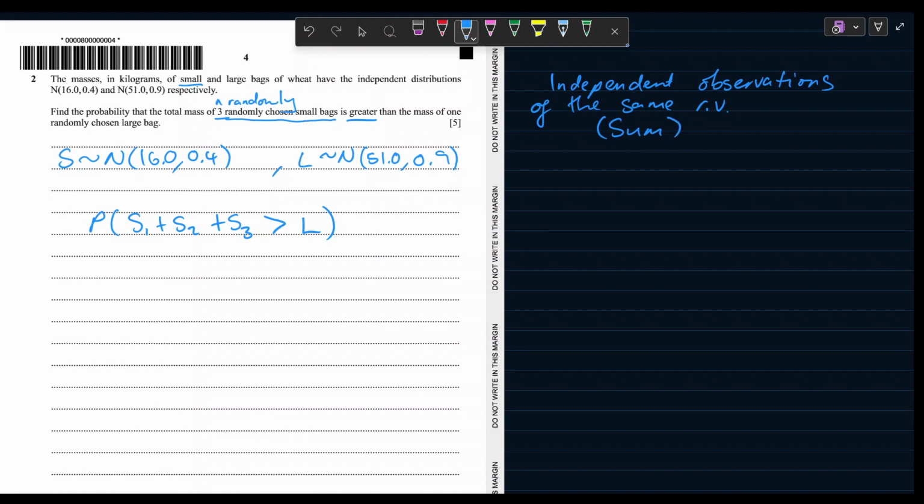A multiple is when they say this has doubled, tripled, quadrupled. But if they say in randomly chosen bags, in randomly chosen objects, we are looking at independent observations of the same random variable, which is a sum. And as you should know by now, the key difference becomes in calculating your variance.